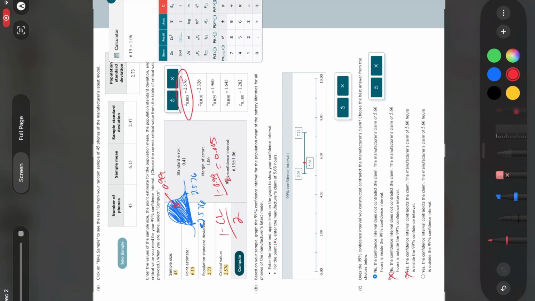And then this is 6.15 plus 1.06, which is 7.21, and 6.15 minus 1.06 is 5.09. Does not contradict, on the inside. Should be good.